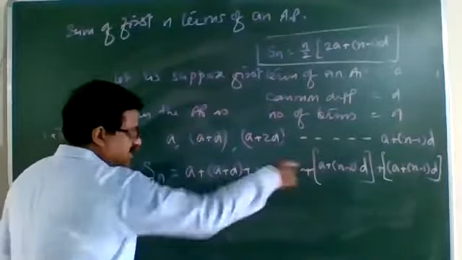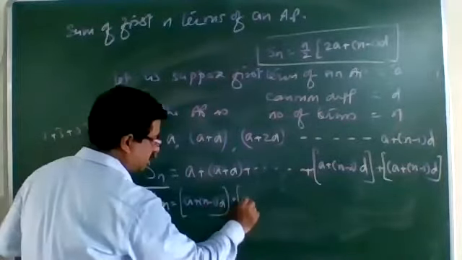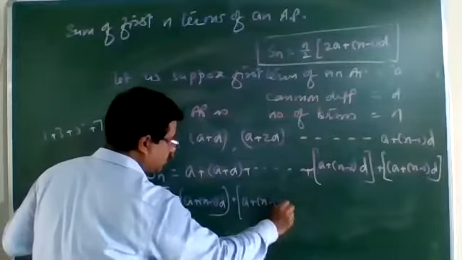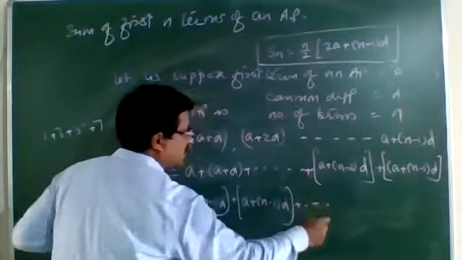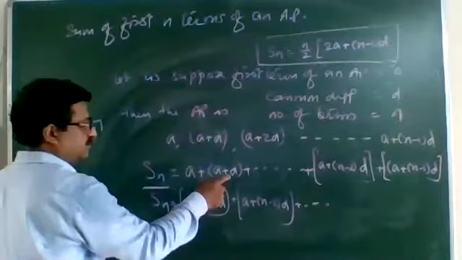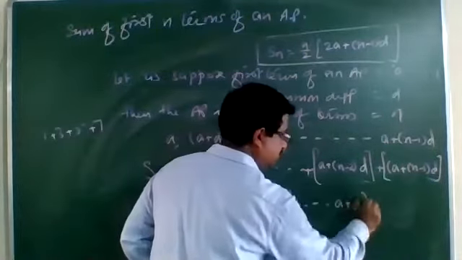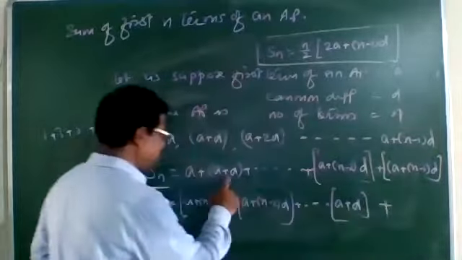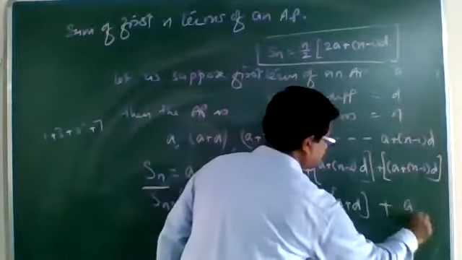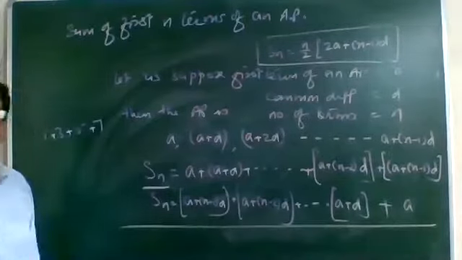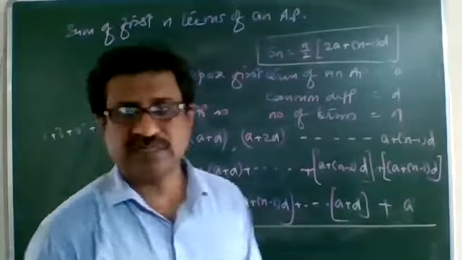This is the first, last one. The next we got a plus n minus 2 into d. In reverse order we are taking. In reverse order the second last will be a plus d, and the last term we will get as a. We have taken the sequence in reverse order.